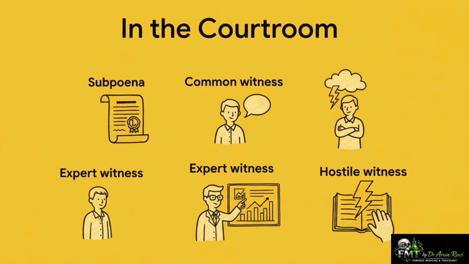All right, let's do a quick-fire round of courtroom lingo. A subpoena, that's the official document that says you have to show up to court. A common witness is just a regular person who can only talk about what they saw or heard. But an expert witness, like a forensic scientist, gets to give their professional opinion to help explain the facts. Now, a hostile witness is someone who's clearly not cooperating, maybe even lying. And speaking of lying, if you do it under oath, that's a very serious crime called perjury.